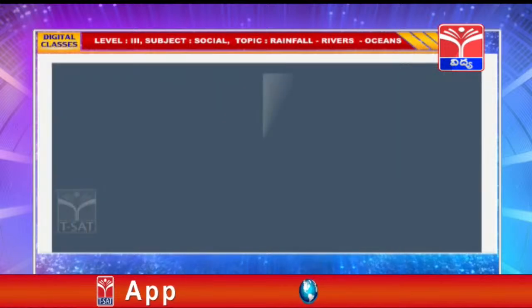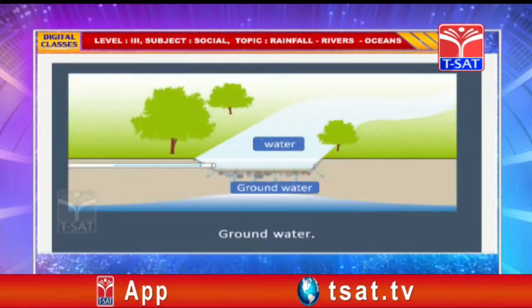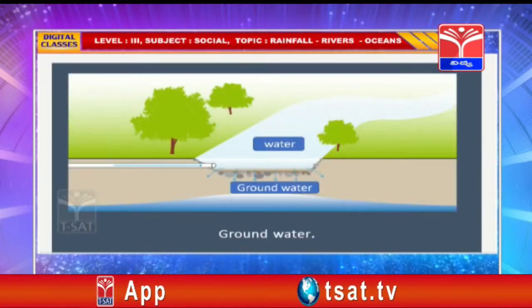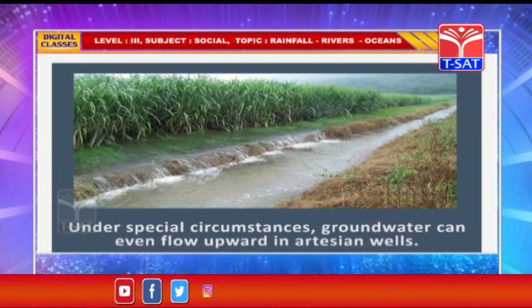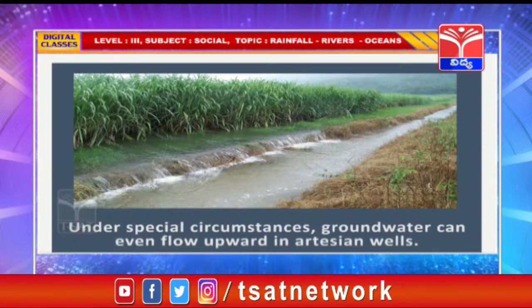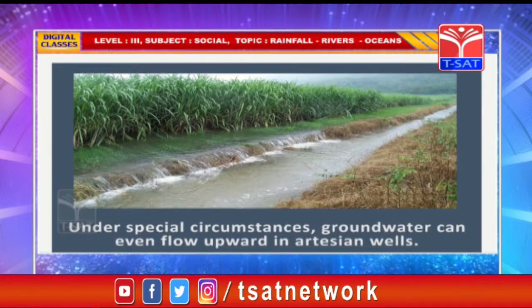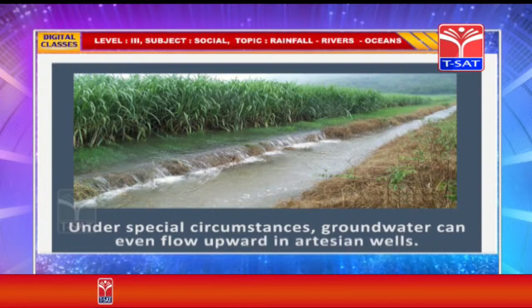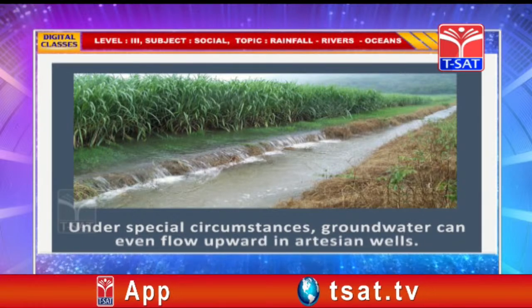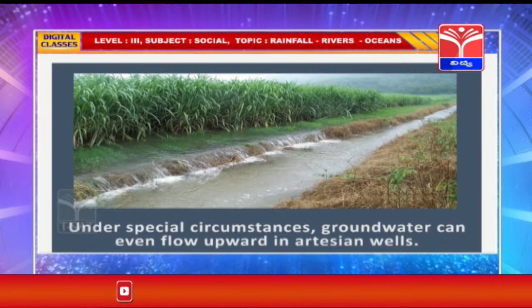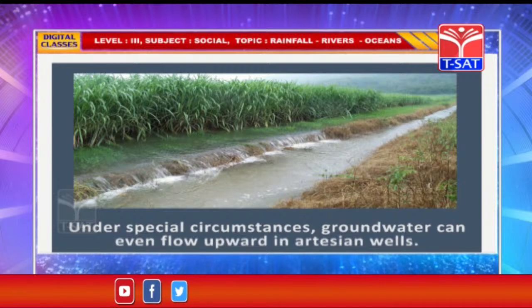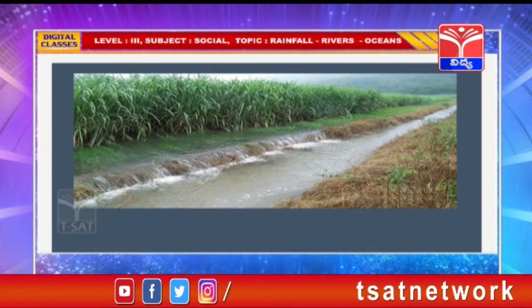The water which falls on the flat surface goes under the ground and that is called groundwater. Under special circumstances, groundwater can even flow upward in artesian wells. That is, you will be knowing about the bore wells from where we extract the water for our daily uses, and the artesian wells, that is the wells which were in the olden days for extracting the water. I am talking about those wells.